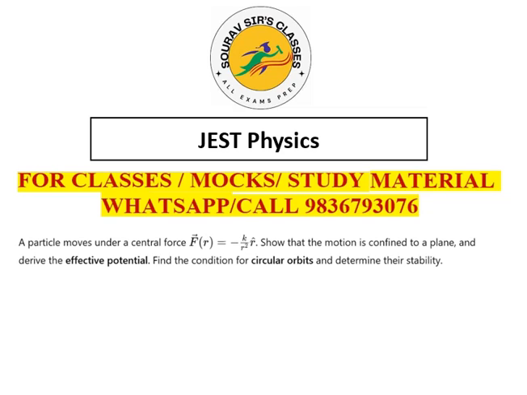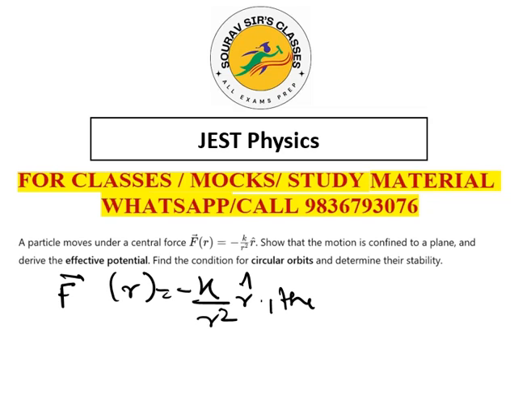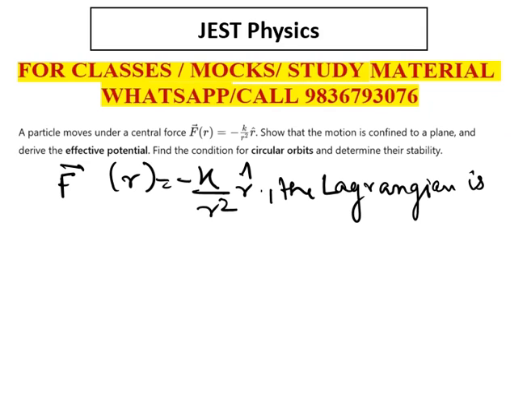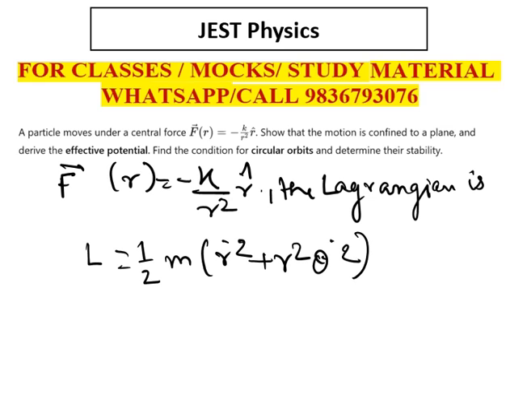So to start with the solving, we have F(r) given as minus k by r square into r cap. The Lagrangian is, we can write, L equal to half m times r dot square plus r square theta dot square, plus k by r. We know this expression from our theory.